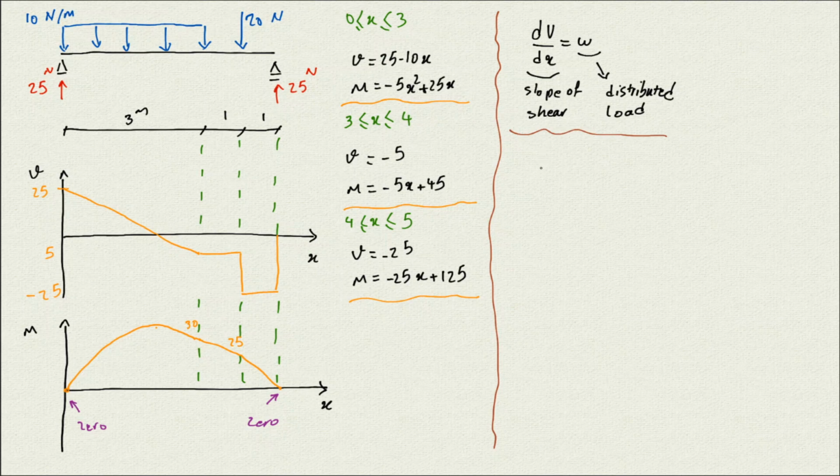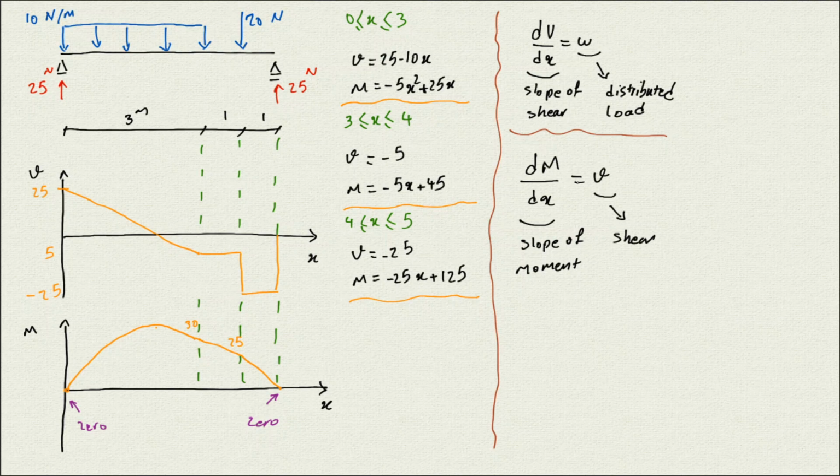we can write dM over dx is equal to V, so this part is the slope of the bending moment, and this is the shear. So again, the slope of the moment diagram is equal to shear.